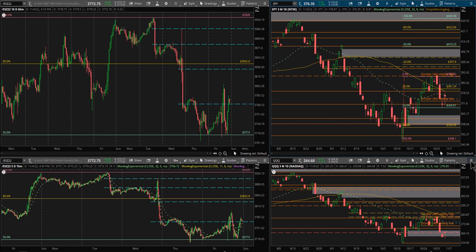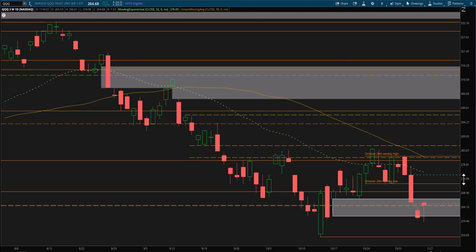On the Qs, the red dashed line that you see there is a fair value gap on the monthly, and that is from 2020. Just to give you some idea of the levels that we're trading at, this gap was filled on Thursday, and then we traded back up through it on Friday.